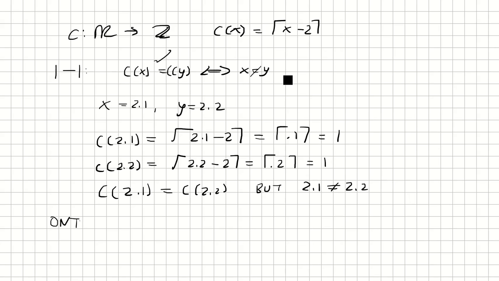Now for onto, the ceiling function gives you integer values. Okay. So the range of c of x is all integers. So to answer the question, is it onto? Well, the range here, or the codomain rather, matches the range. So therefore, it is onto.